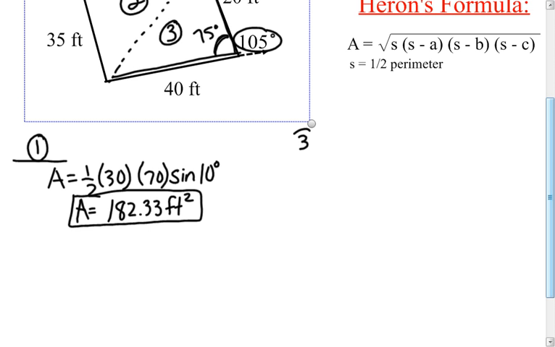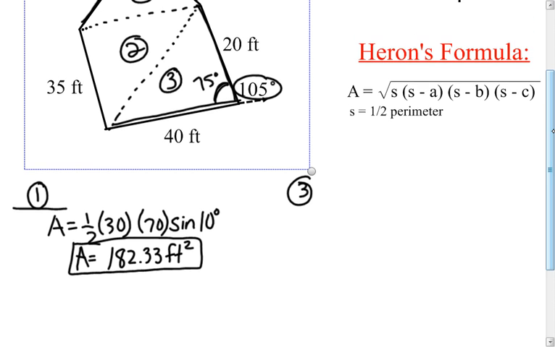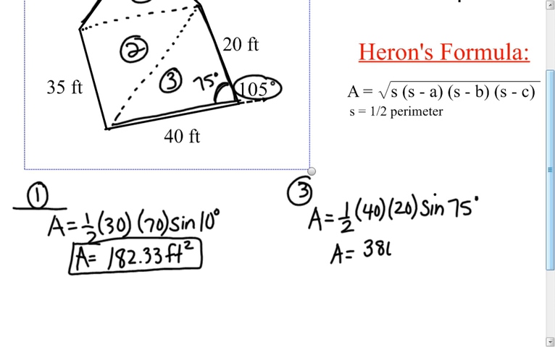Then I'm going to go to region 3, and again I'm going to use that same formula. You're going to go 1/2 of the one side, which is 40, the other side, which is 20, times sine of the angle in between them, which is 75 degrees. Make sure you use the angle that's inside the triangle, not outside the triangle. When I plug that into my calculator, making sure that it is in degree mode, that comes out to be 386.37 feet squared. And again, I will box that off.